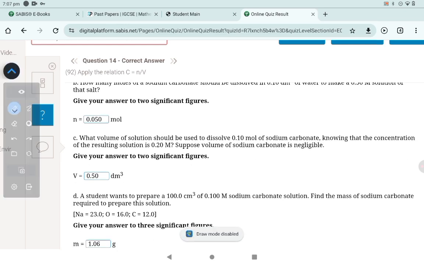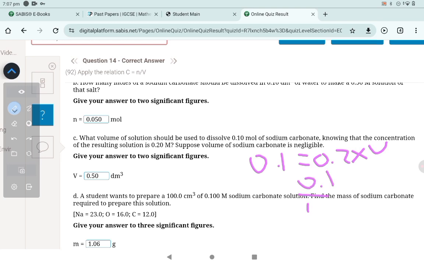We need to find the volume. 0.1 mole, 0.2 molar concentration. So 0.1 is equal to 0.2 times the volume. So 0.1 over 0.2 gives us 0.5.